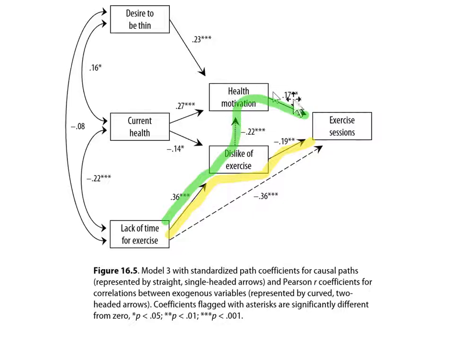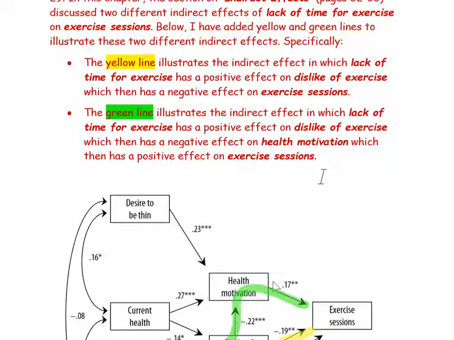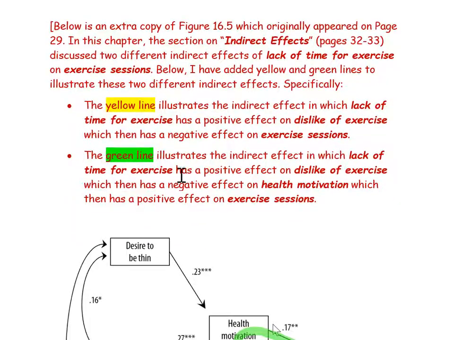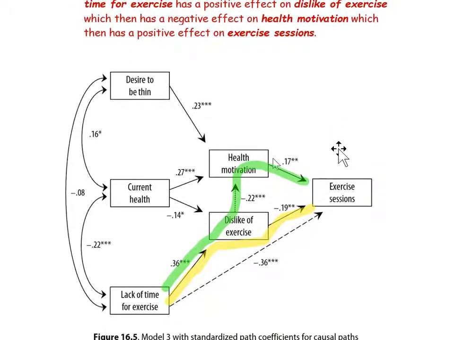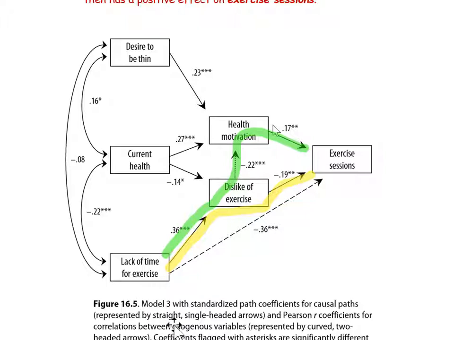But what's this green line all about? Well, I explained that above. The green line illustrates the indirect effect in which lack of time for exercise has a positive effect on dislike of exercise, which then has a negative effect on health motivation, which then has a positive effect on exercise sessions. Yes, it's possible for an antecedent variable to have more than one indirect effect on a consequent variable. This time let's focus only on the green line.